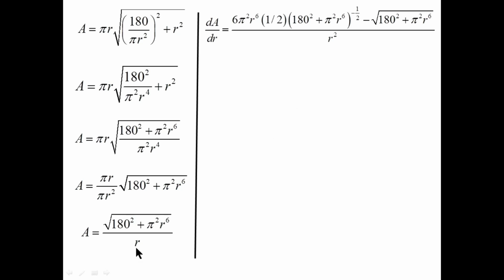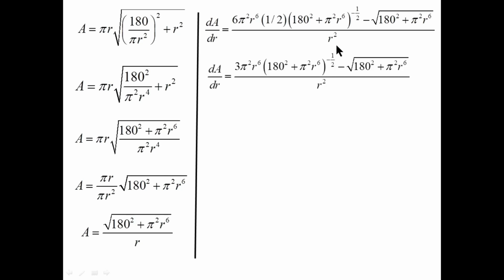Minus the bottom thing primed, that's easy. It's just 1 times the top thing over the bottom thing squared. So you can see that it is now differentiated properly. All I did here was say 6 times a half is 3. And that's simplified a bit.